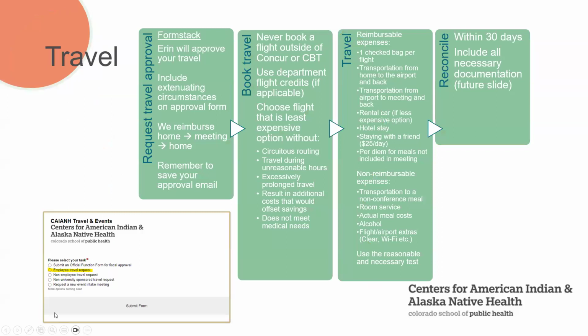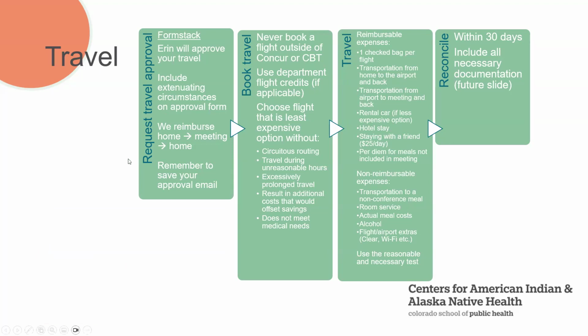And again, here's the picture of how we get there on this first step of how to get a travel approval. And this section is in the events and travel section of the FormStack. So you have to be back out to the first page. So to start, the first thing you need to do is request travel approval.